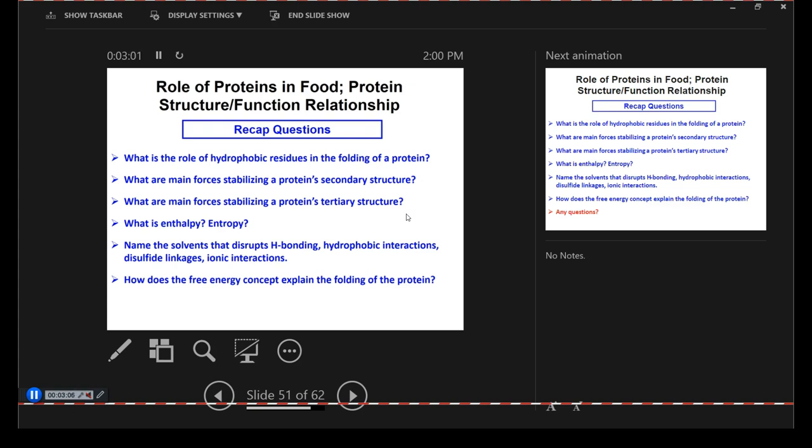What about tertiary structure? If hydrogen bonding stabilizes secondary structure, what kind of forces stabilizes the tertiary structure? Yeah? Covalent bonding is one, but the tertiary structure is stabilized by all of the molecular bonding. You can have hydrogen bonding as well, electrostatic or ionic interactions, van der Waals, hydrophobic interactions, and also disulfide linkages. So all of these bonds actually contribute to the stabilization of the tertiary structure.